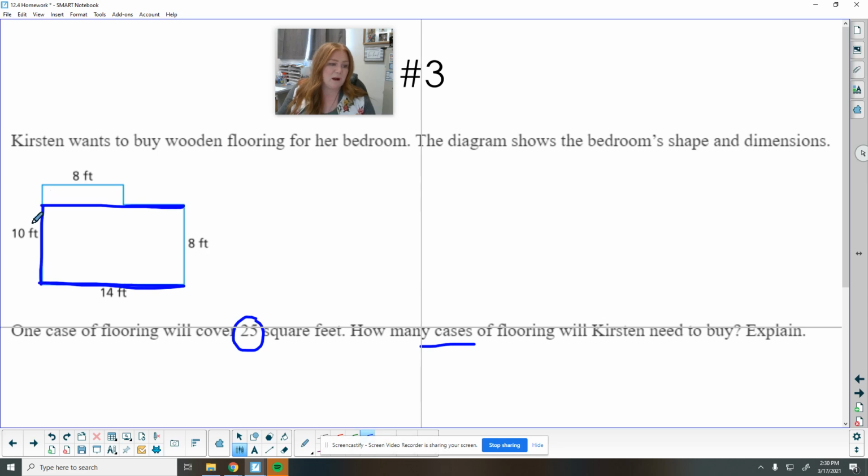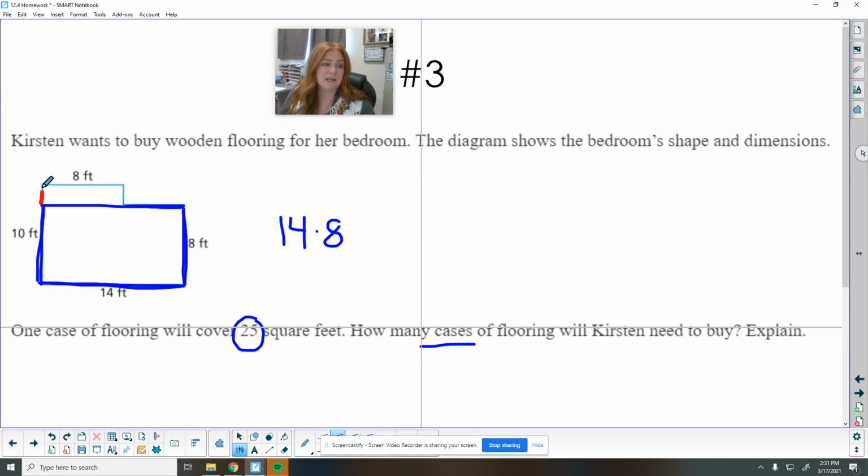So I know I'm drawing by the number 10, but 10 also includes this. We only want this part here. So how much is just this part right here? It's 8. So we need to do 14 times 8 to find the bottom rectangle.